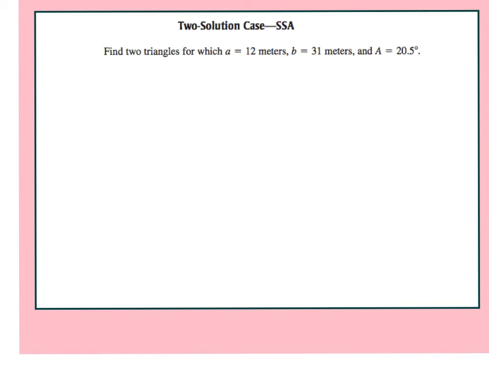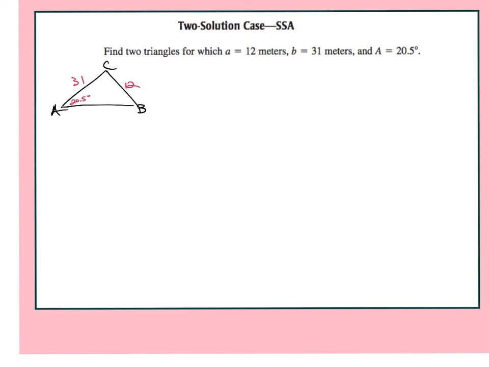All right. So draw a picture just like your normal one. So we got A going on, we got B, we got C. So it gives me side A is 12. So we're going to put 12 right there. Side B is 31, so 31 goes right there. And angle A is 20.5.